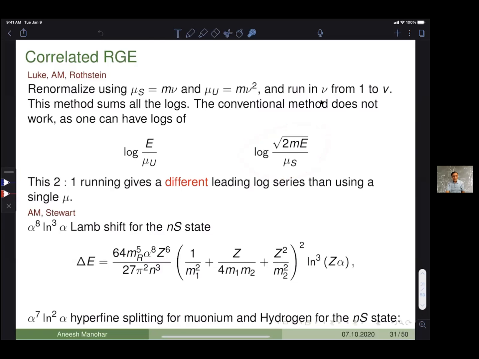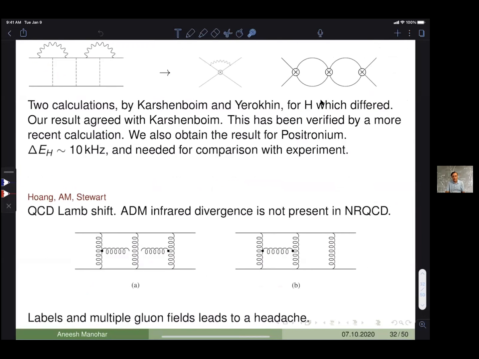So we proposed a different way of doing the renormalization group, which is to do a renormalization group in velocity and introduce a scale m nu for the soft physics and a scale m nu squared for the ultra soft physics, and run in a correlated way, in the sense that this runs twice as fast as that. And using this, Ian and I were able to calculate the alpha^8 log^3 alpha Lamb shift both in hydrogen and positronium, and this is the highest order calculation ever done in QED. So here's our formula, and also the higher alpha^7 log^2 alpha hyperfine splittings. At the time, there were 2 different calculations which differed from each other for hydrogen, and we agreed with one of them, and this result has since been checked.